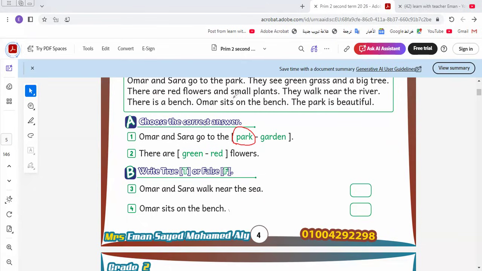What is the color of the flowers? It will be red. So here we have red flowers. Omar and Sarah walk near the sea. No, not walk to the sea. Walk to what? To the park. So I will put here false.